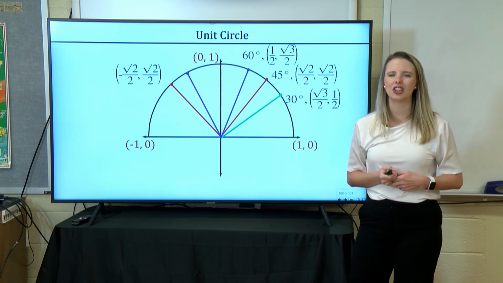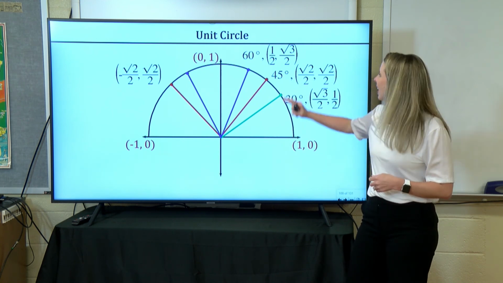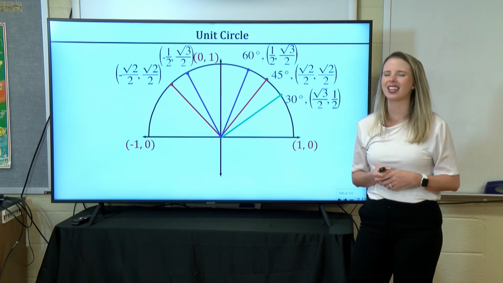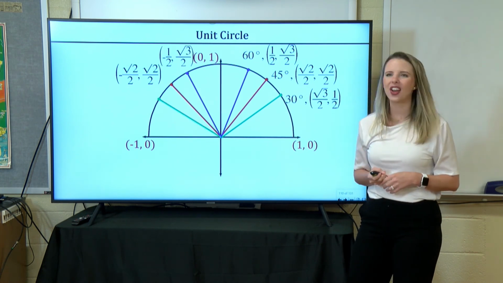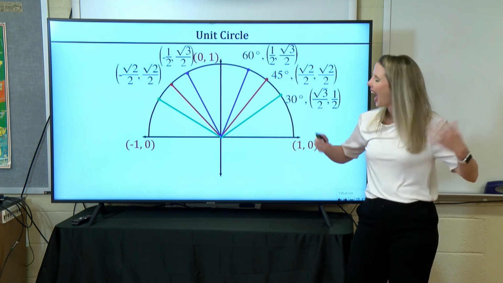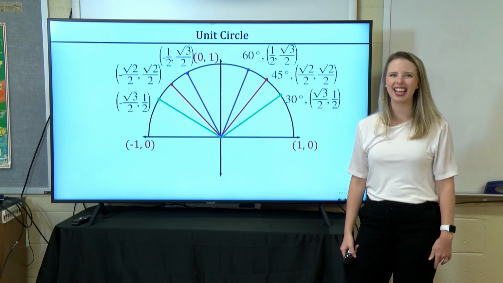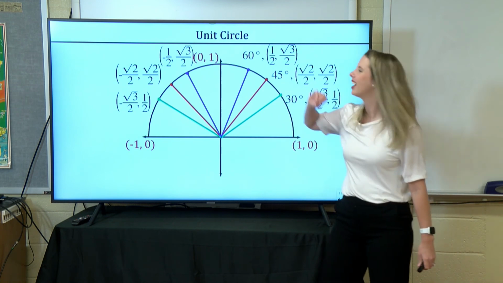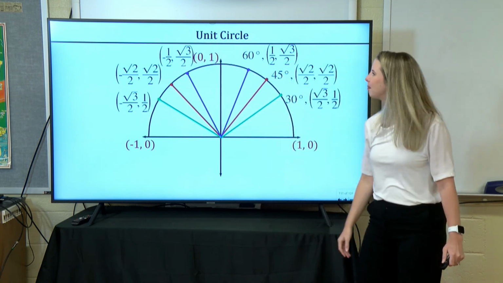What about our 60-degree angle? 1/2, comma square root of 3 over 2. I'm going to make the x-coordinate negative. What about our 30-degree angle? I'm going to make the x-coordinate negative, right? Same coordinates. The only thing is x and y are both positive. Now x is negative, right?